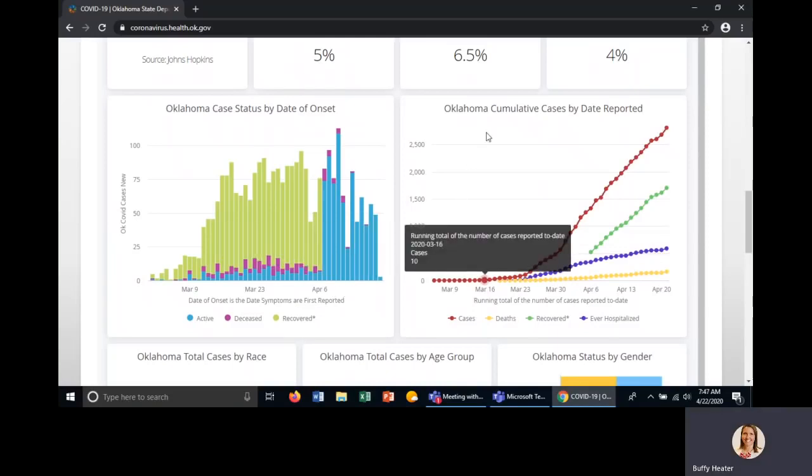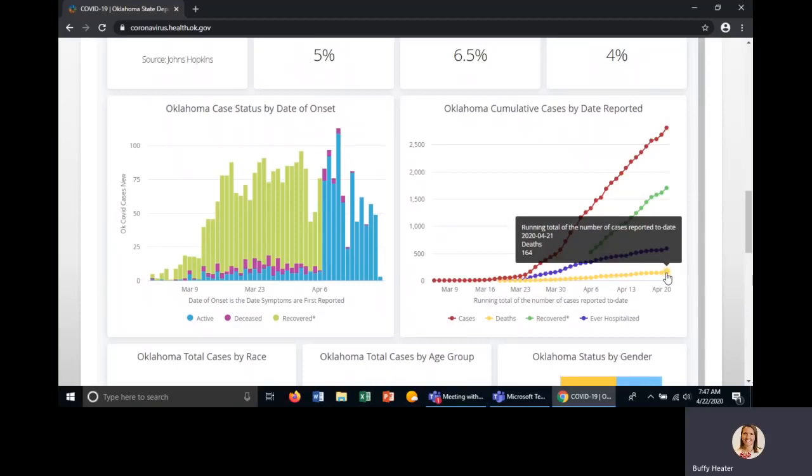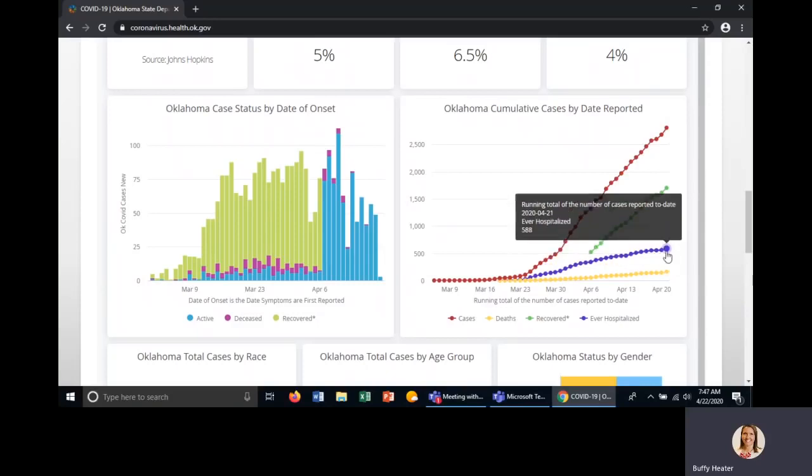If you look to the figure on your right, you'll see Oklahoma's cumulative cases by the date they were reported. Please note that this graph indicates the running total of the number of cases reported to date. For example, on April 21st, there were a total of 2,807 cases that the Health Department was reporting. Likewise, on that same day, there were 164 deaths, and there were 588 individuals that had ever been hospitalized. Please note that these are cumulative totals.